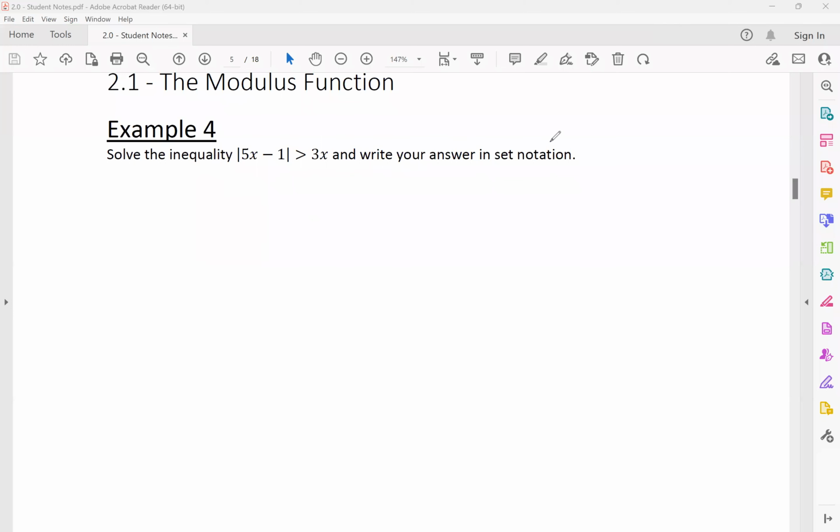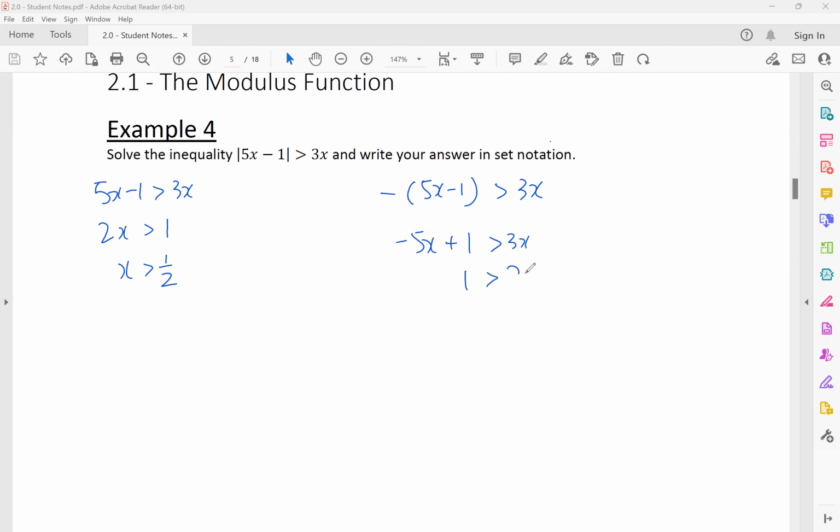Solve the inequality, and write the answer in set notation. Same thing with inequality. You treat it as 2 cases. The first one is where 5x minus 1 is greater than 3x. The other one is the negative bracket, negative (5x minus 1), greater than 3x. Expand the bracket, so 2x greater than 1, x greater than a half. This one, minus 5x plus 1 greater than 3x, 1 greater than 8x, divided by 8. So 1/8 greater than x.